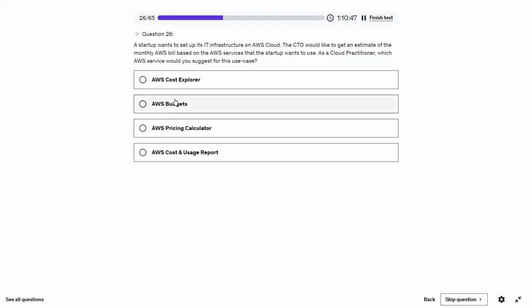So if it's not on the AWS cloud, Budgets is wrong, Cost and Usage Report is wrong, Cost Explorer is wrong. So only the Pricing Calculator, because it is thinking to go to the cloud and wants to compare the price. So it's the Pricing Calculator.